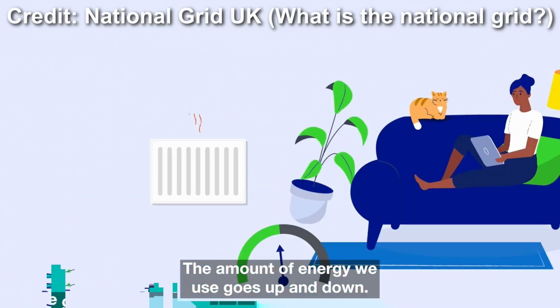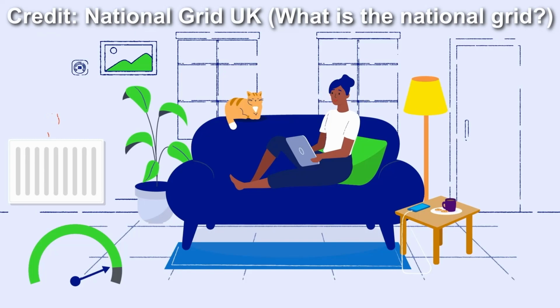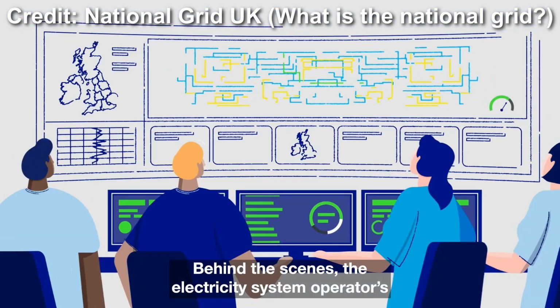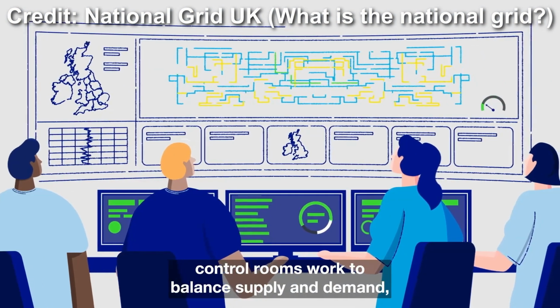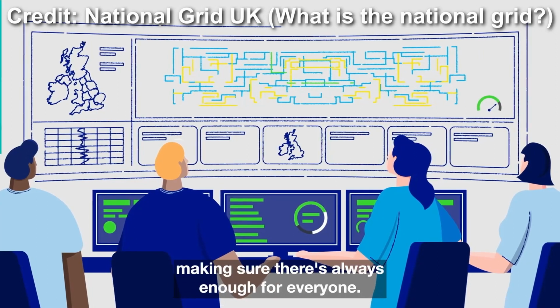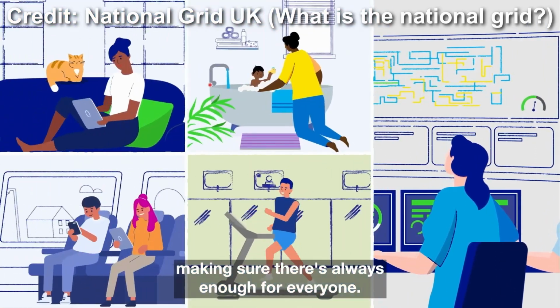The amount of energy we use goes up and down. Behind the scenes, the electricity system operators' control rooms work to balance supply and demand, making sure there's always enough for everyone.